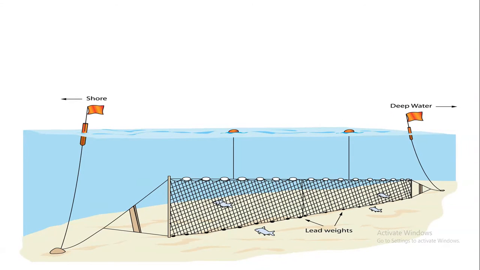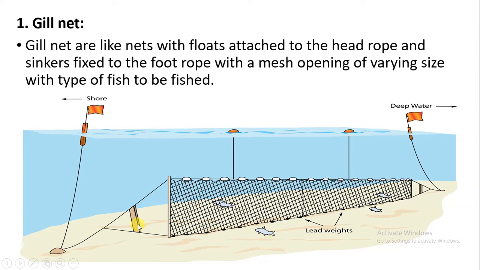Like the very first which we are going to study is the gill net. So here you can see this is one of the diagrams. You can see the picture of the gill net. Gill nets are nets which have floats present on the head rope and sinkers present at the foot rope, and in between you can see the mesh is present. The mesh opening will be of varying size, so it depends on which fish has to be caught; the mesh will be chosen accordingly.